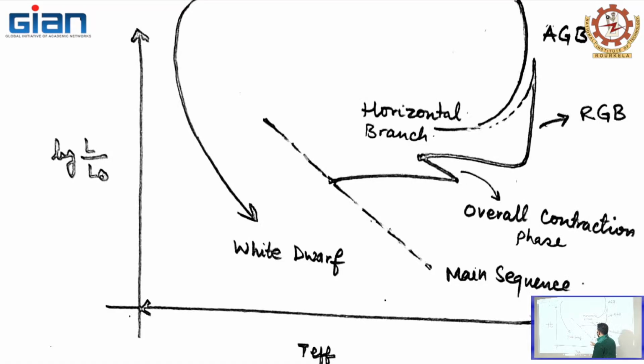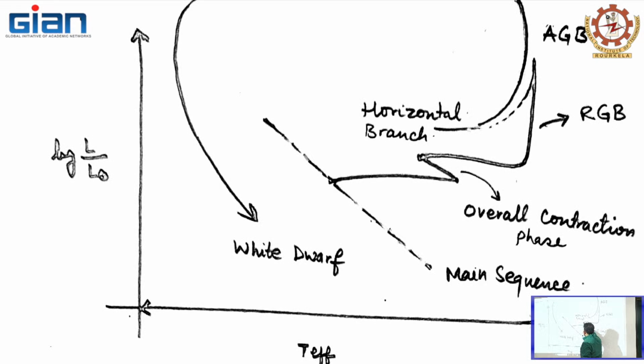Now, for the sake of completeness, in the HR diagram this is the location of your main sequence. As stars evolve, they go towards this region and reach the overall contraction point that we already discussed. While reaching this point, they start running out of hydrogen at the center, and they go through the so-called overall contraction phase.